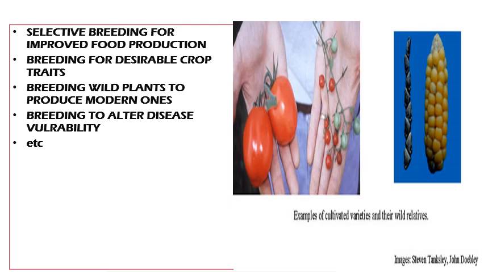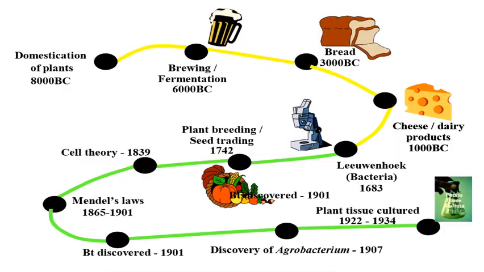Also, the conventional method has to do with selective breeding for improved food production, breeding for desirable crop traits, and to alter disease vulnerability. Because you don't want your crops to be attacked by pests and diseases. Also here you can see the diagram of the ancestor of the modern tomato, and also compare teosinte with the modern maize.